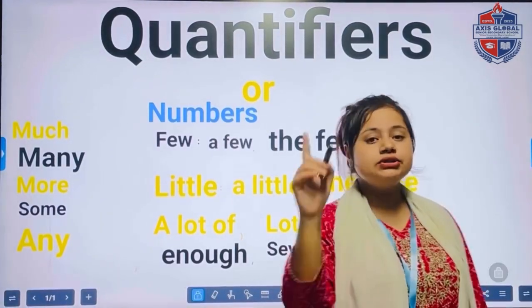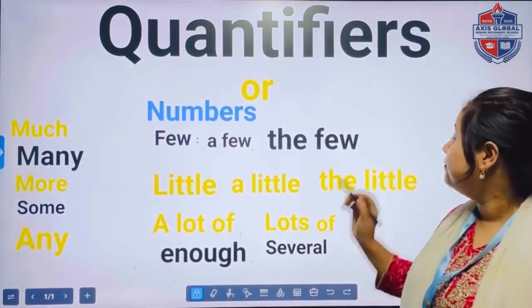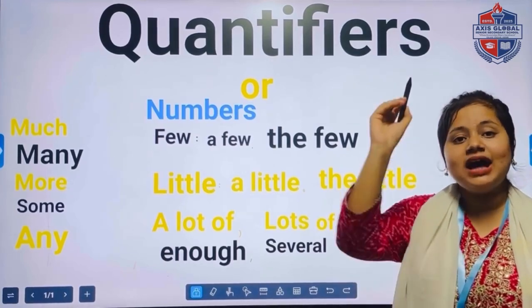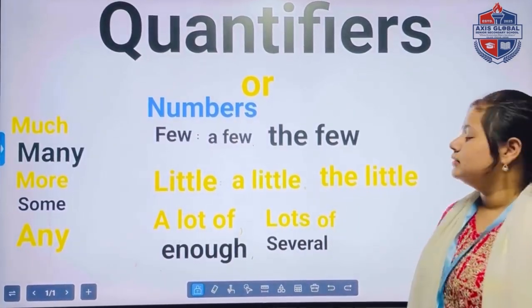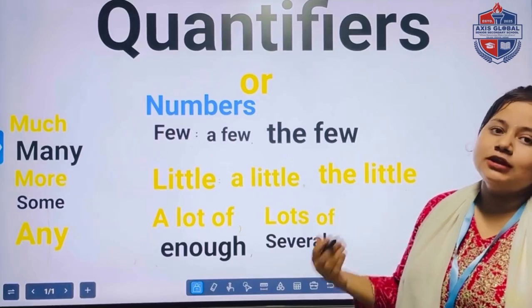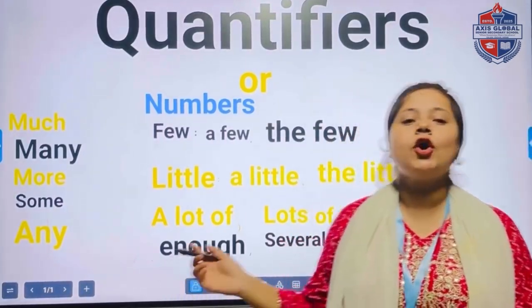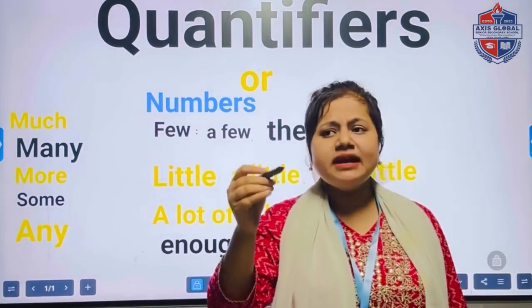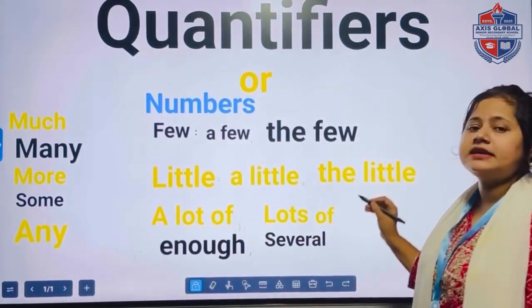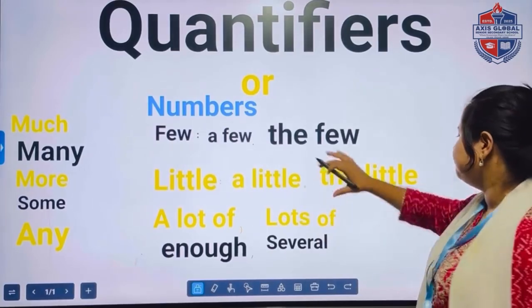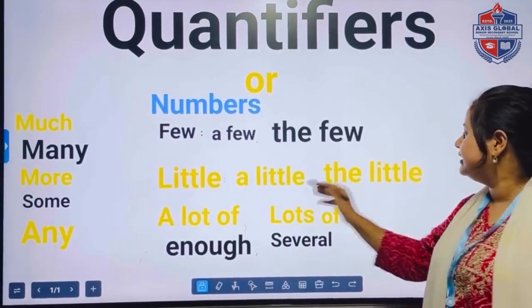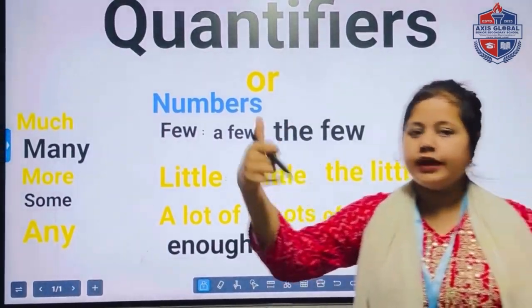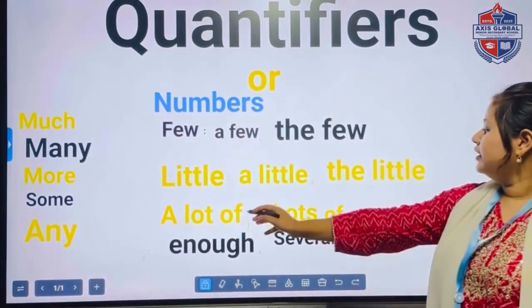Now I want to tell you one important thing that money is called as uncountable noun. Money, आपको लगेगा मुझे तो पैसा गिनना आता है, but no, money is an uncountable noun. So whenever there is the word money in the sentence, you go for little and based on the sentence you choose whether a little, the little or little.